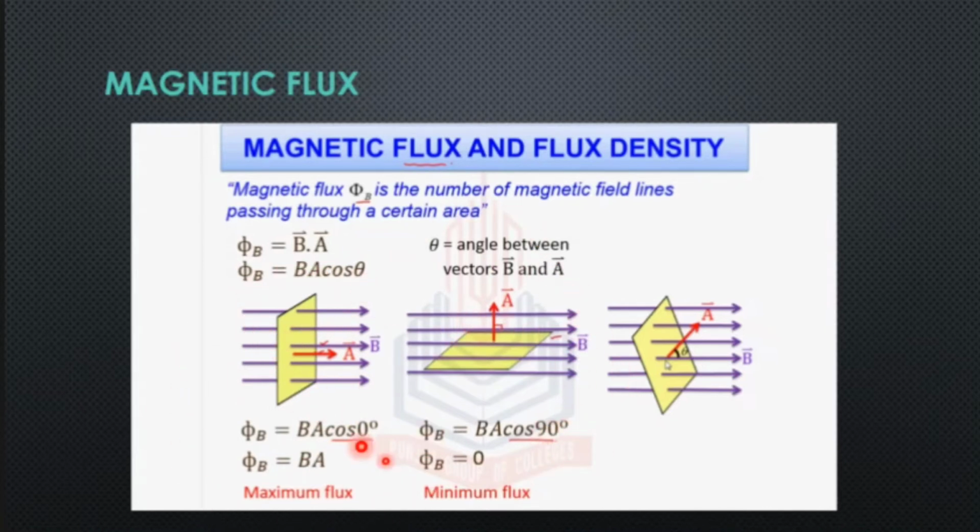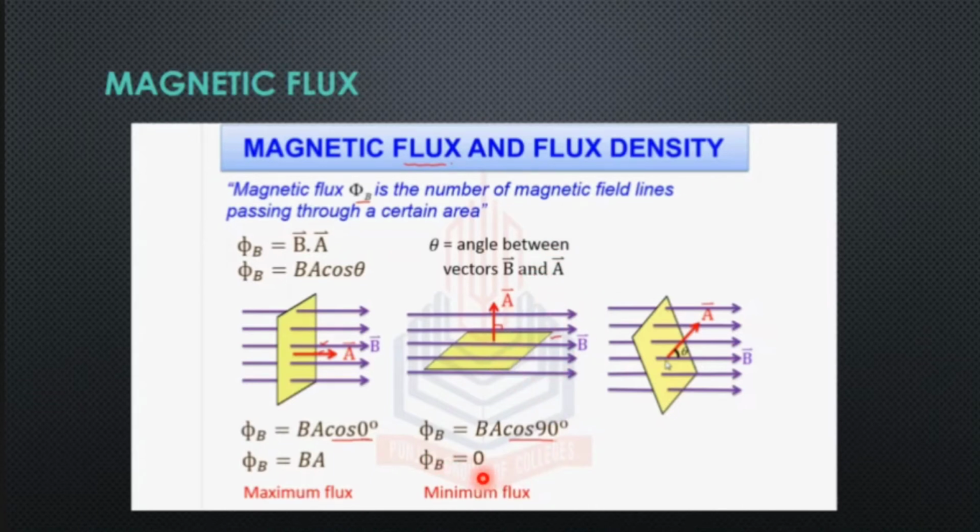As you can see in the second diagram, the magnetic field lines are perpendicular to the area, which means the magnetic field lines are at 90 degrees to the area. So when you substitute 90 into this equation, you will get BA cos 90, and cos 90 equals 0, and any number multiplied by 0 gives 0. So the magnetic flux in this diagram becomes 0, giving the minimum flux in any situation.